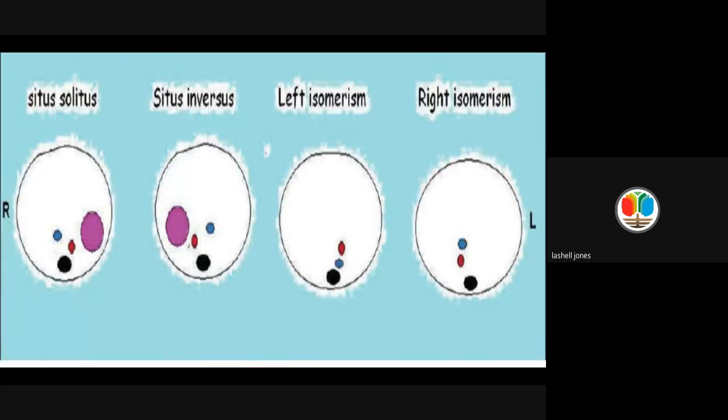All right, so here's that slide again. Remember, we talked about this. So the reliable indicators are the aorta and IVC. Okay, so with left isomerism, you see the two on the left, with right on the right. And then just to recap, situs inversus is the mirror image of normal.